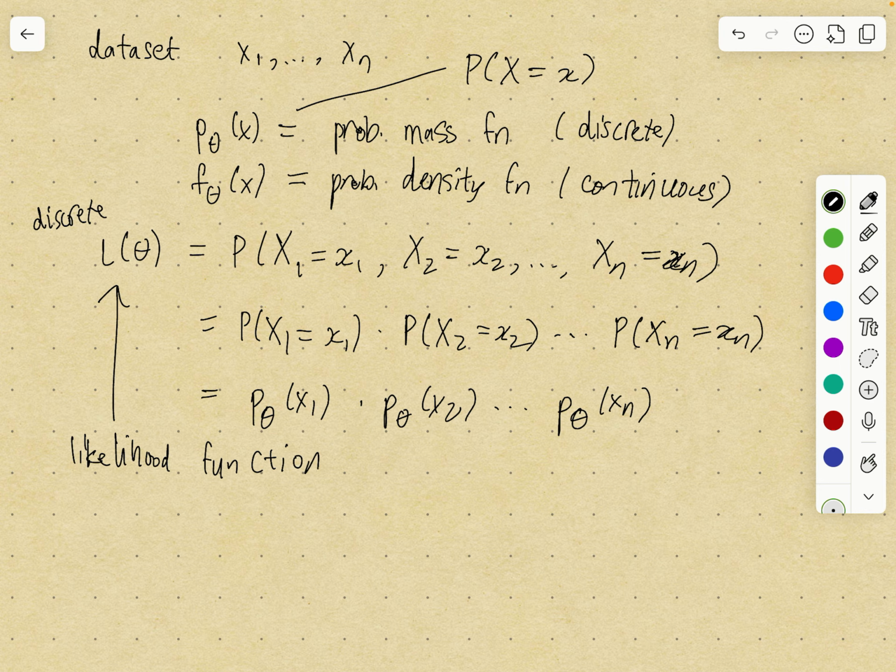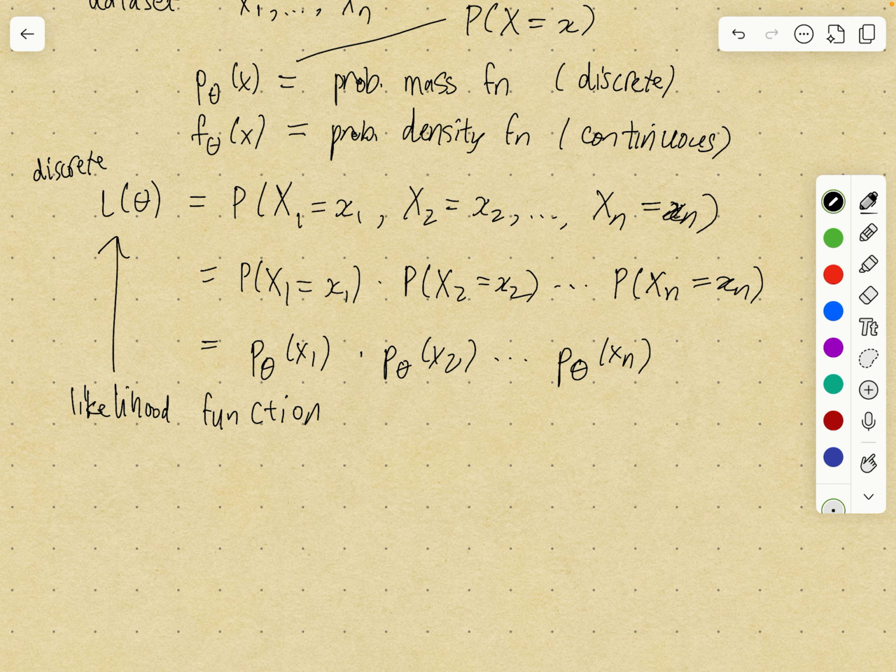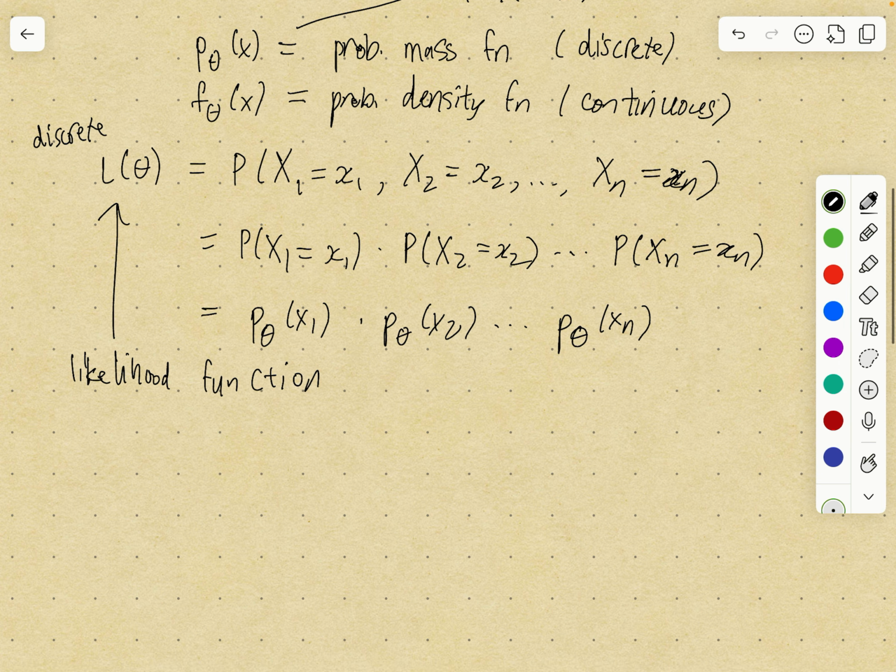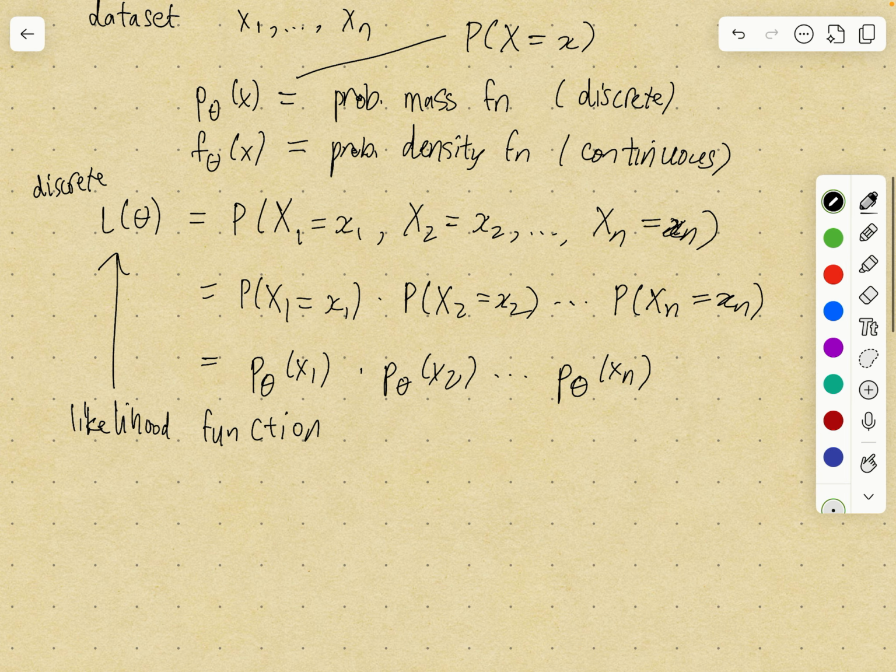So given your x1 to xn, you're going to get different likelihood functions, right? Your likelihood function depends on what the little x1 to xn are, because it's the probability that you get x1 to xn as a function of theta. Okay, so that's pretty simple in the case when you have a discrete distribution. Now notice that when n is 1, then the likelihood function is just the probability mass function.